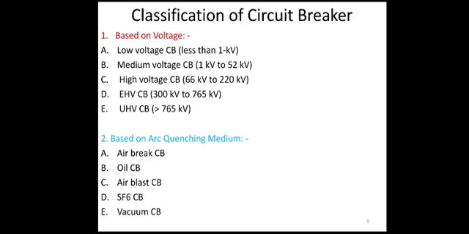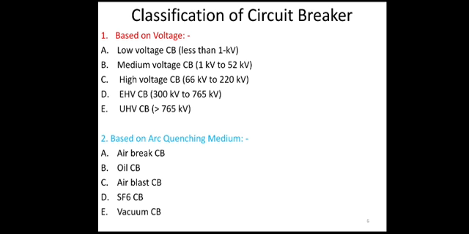Next, classification of circuit breaker. Basically, the classification of circuit breaker is mainly divided into two parts. The first one is based on voltage and another one is based on arc quenching medium. So firstly, we will discuss the classification of circuit breaker based on voltage. Based on voltage, there are five types of circuit breakers classified according to the voltage level.